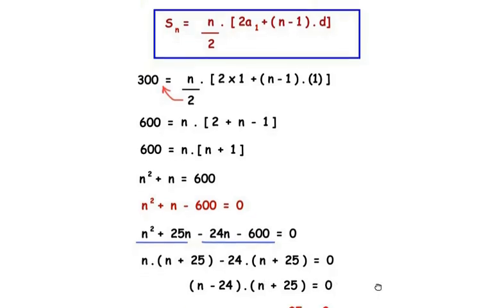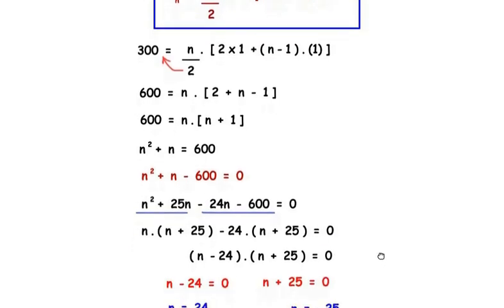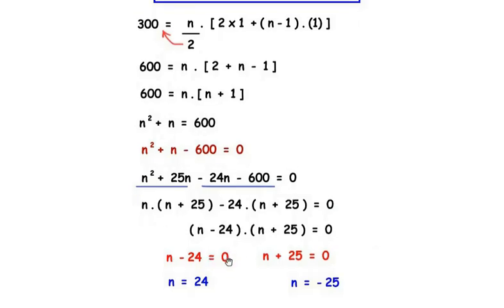Now equating each of these factors equal to 0, we get n minus 24 equal to 0 and n plus 25 equal to 0. Now taking negative 24 on the other side of the equal to sign, we get the value of n is equal to 24, and similarly taking 25 on the other side of the equal to sign, we get the value of n as negative 25.